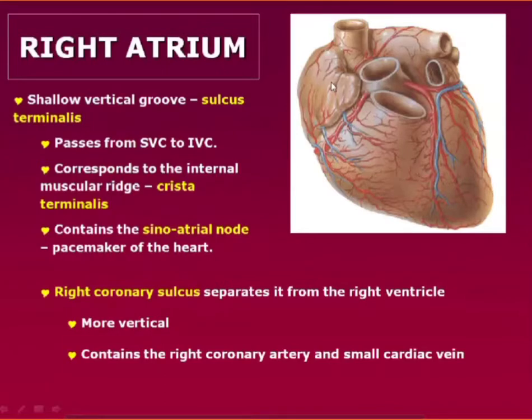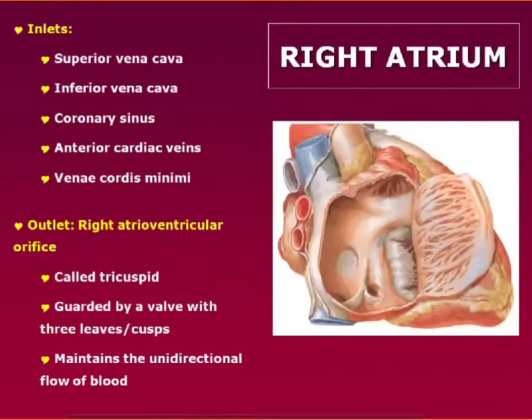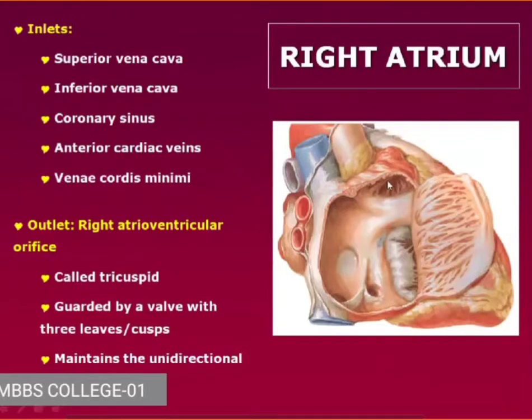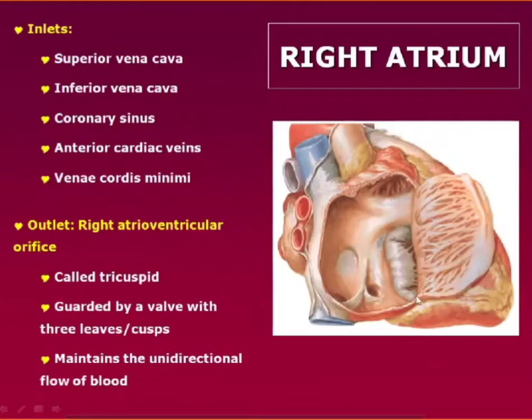Then coming to the openings of the right atrium. If you see this diagram, this is the superior vena cava, and this is the inferior vena cava. You can see this is the right auricle, and what is this one here? This is the atrioventricular orifice, which is guarded by three cusps, that is, the tricuspid valve.